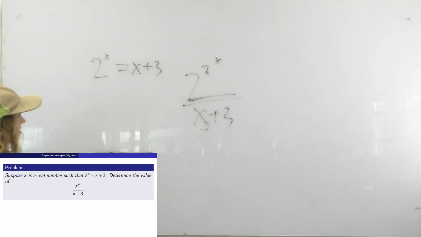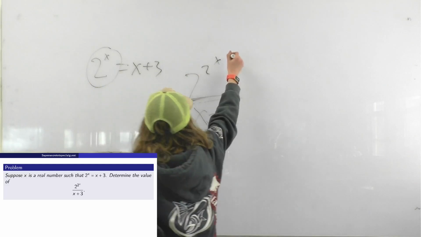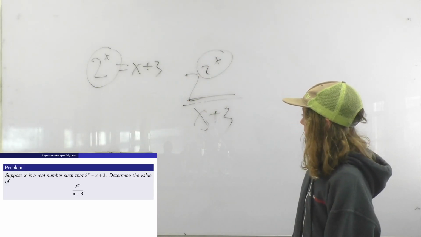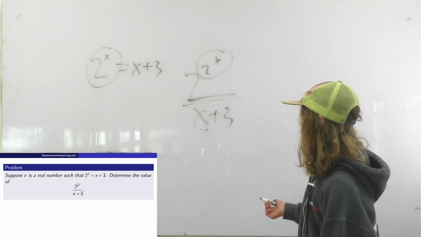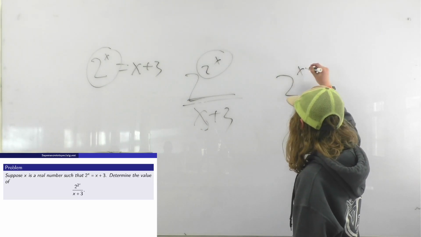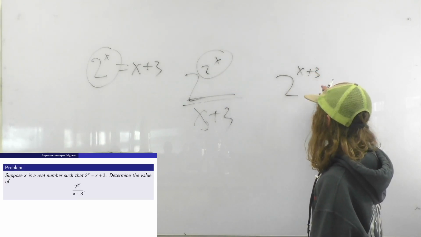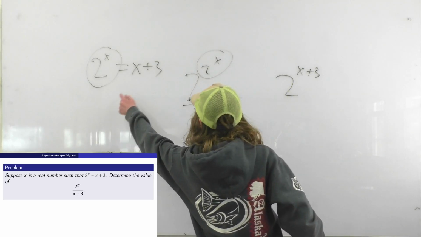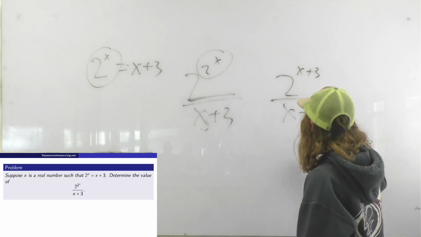So instead, we can see that this is 2 to the x. And this right here is also 2 to the x. And 2 to the x equals x plus 3. So this right here is the same as 2 to the x plus 3. Or 2 to the 2 to the x is the same as 2 to the x plus 3, because we can just plug in that for that right here. And then that's over x plus 3.